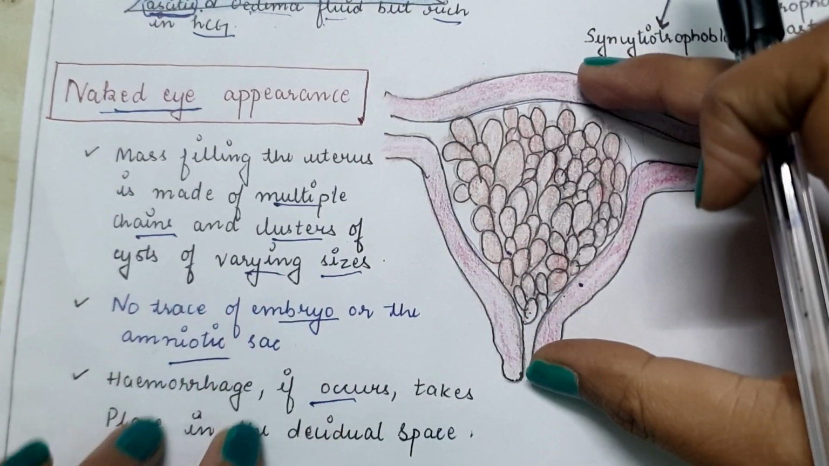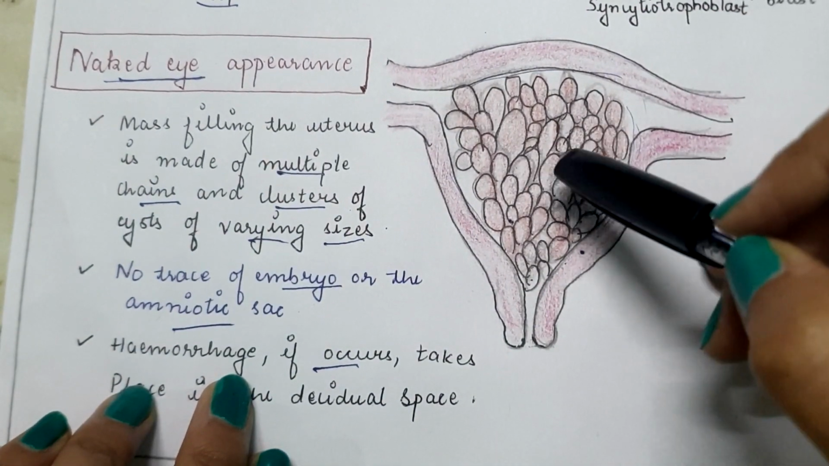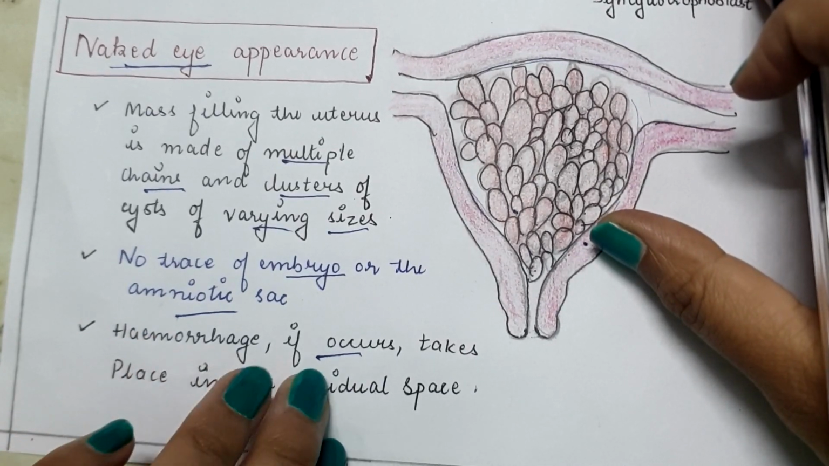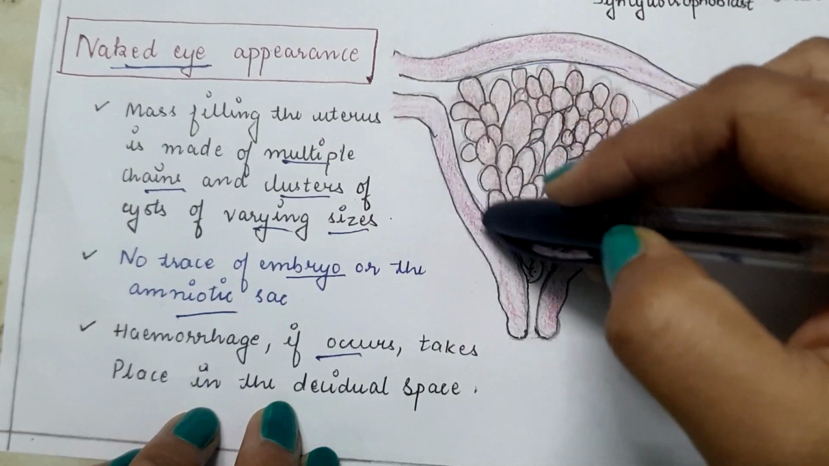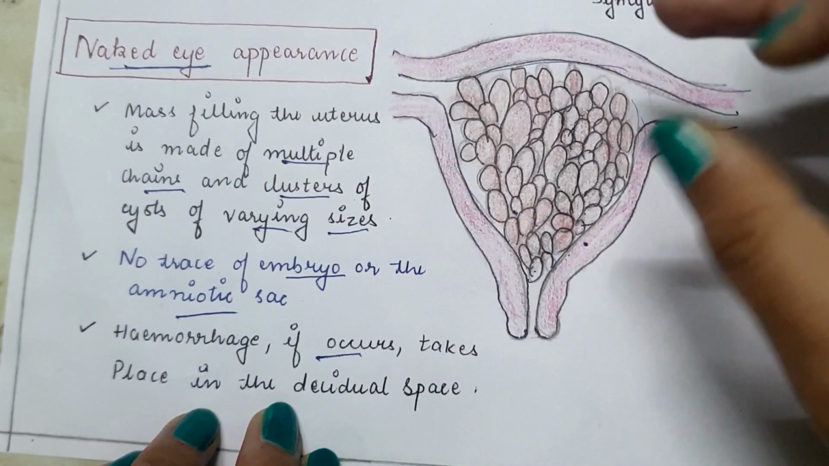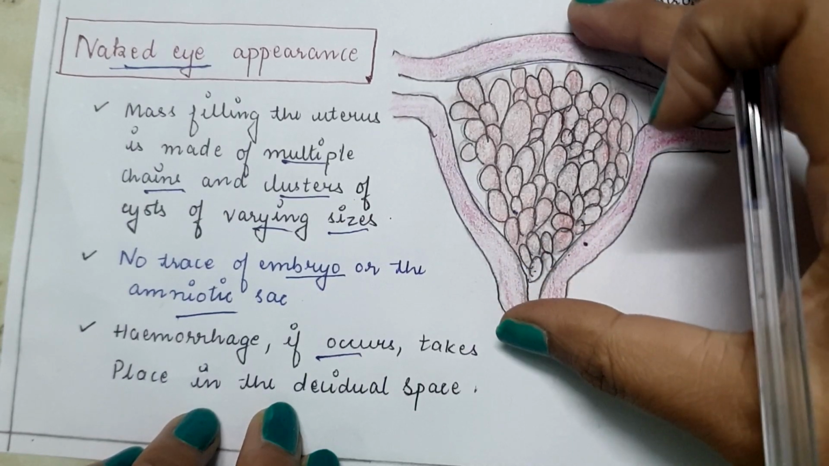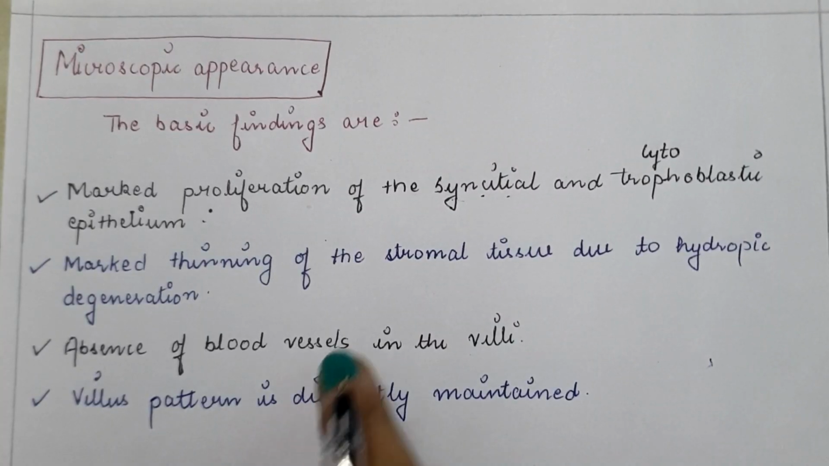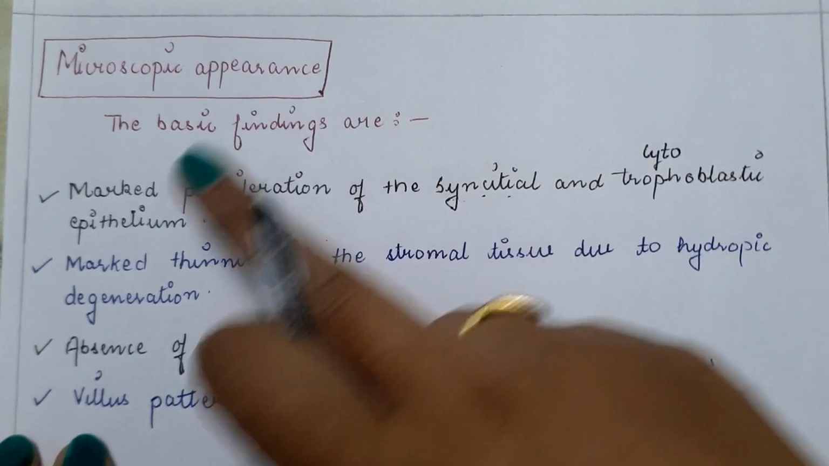This is the diagram of a complete hydatidiform mole, and in this there is no embryo and no amniotic sac, and hemorrhage, if it occurs, takes place in the decidual space. What is the decidual space? As we know, decidua is the innermost layer of the uterus which is formed during pregnancy. Next is the microscopic appearance, that is, the vision with the help of a microscope.